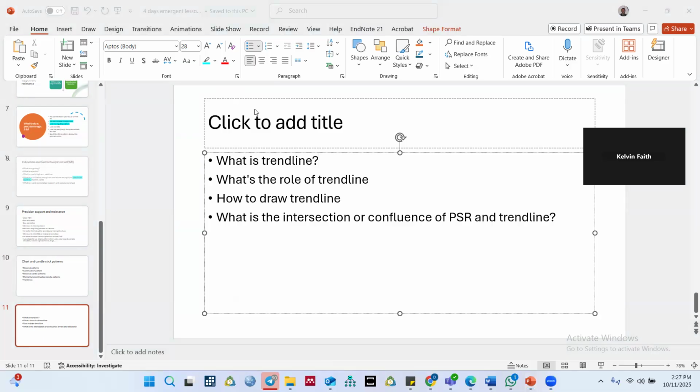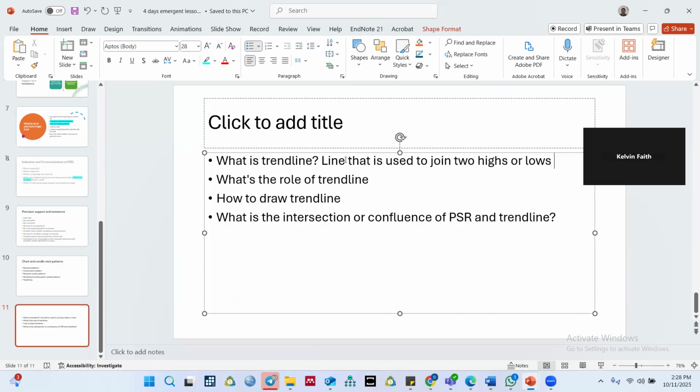Should I mention names? Just as the name is, a horizontal line that is used to join swing highs and swing lows. I don't know how to explain things, but is it a horizontal line that is used to join two highs or lows on a chart? Just as the name is, a trend line is a line that is used to determine the trend of the market.